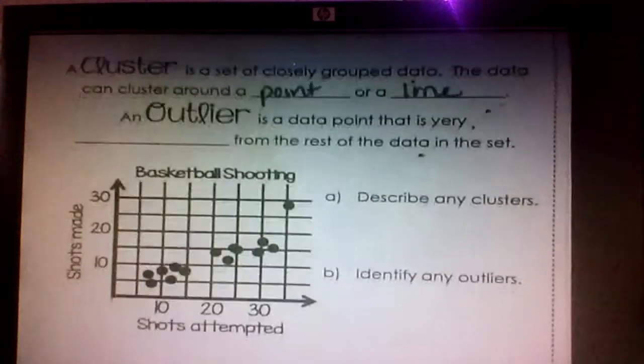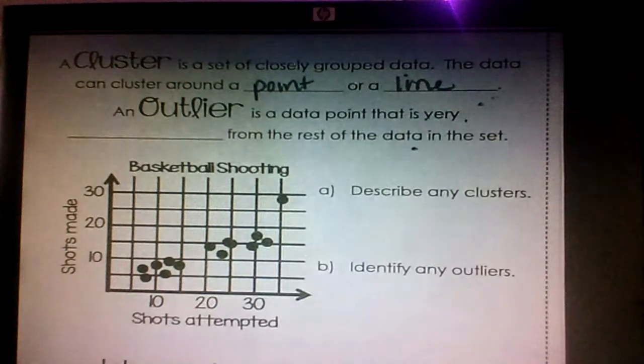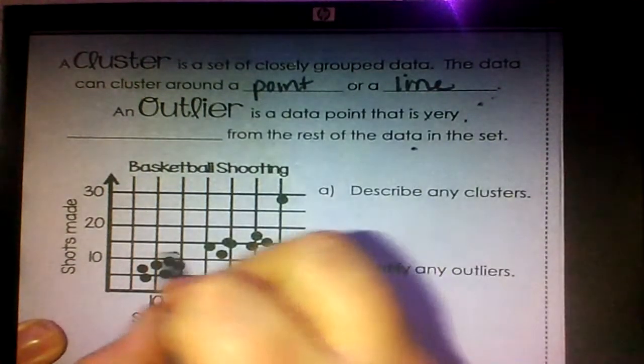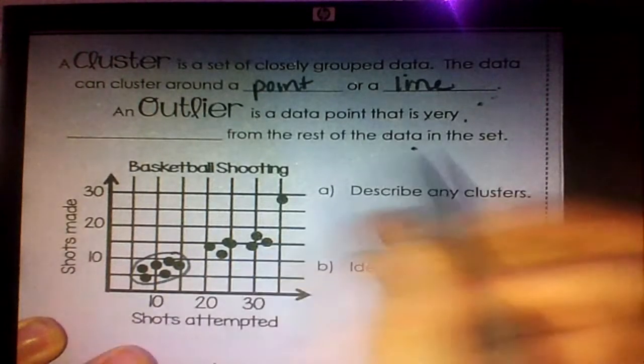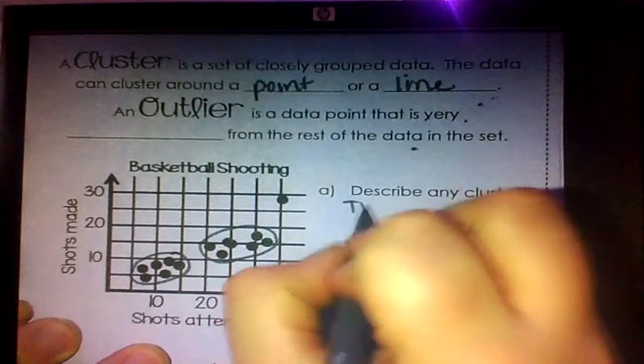So looking at this graph about the basketball shooting, shots attempted and shots actually made. Do you see any clusters in this graph? Yes. There's actually two clusters. You've got a cluster here and a cluster here. So there's two clusters.